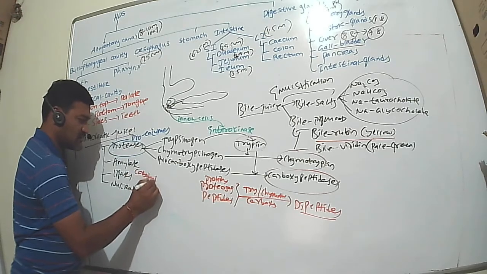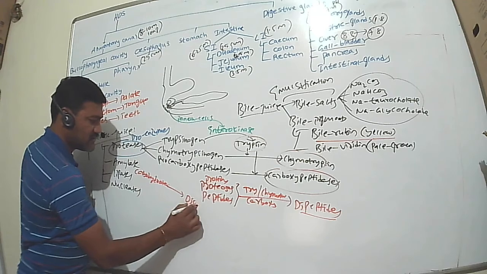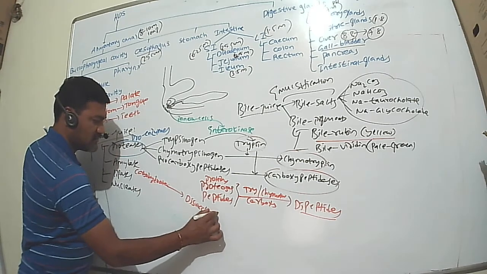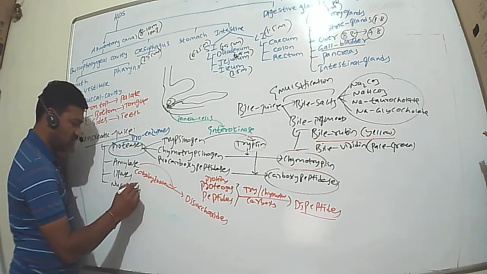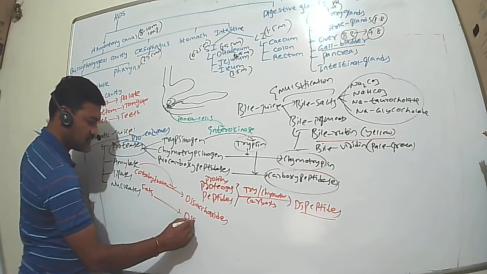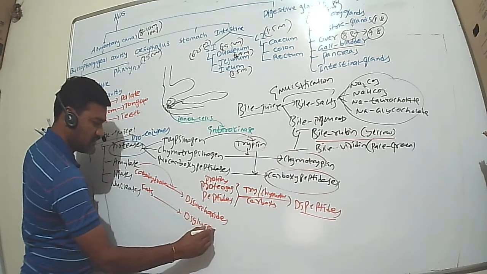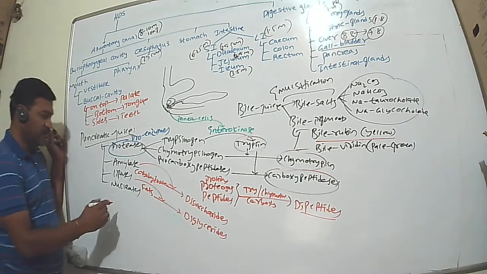This amylase breaks carbohydrates into disaccharides. What will lipase do? It breaks fats into diglycerides, this lipase. And what will nucleases do?